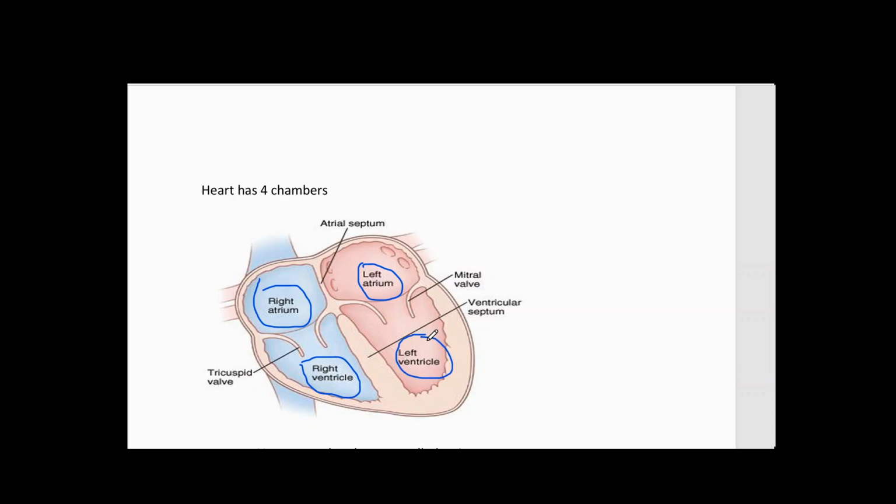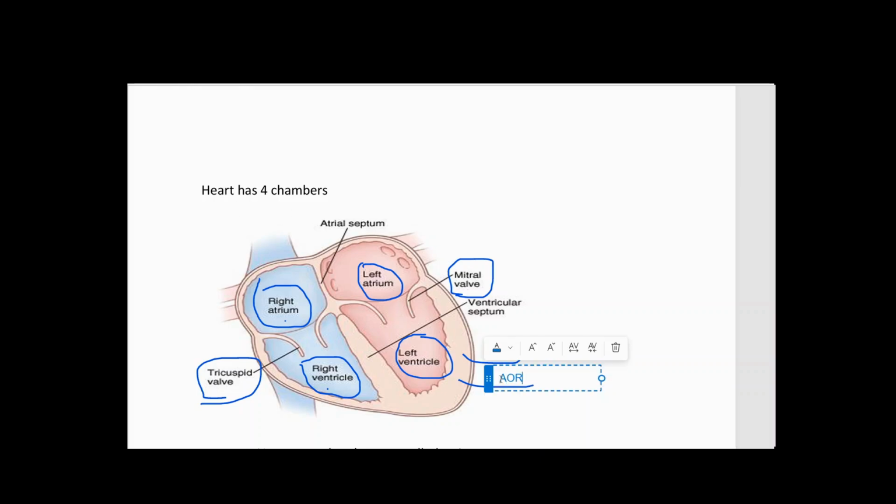And the heart has four valves. These valves are: between the right atrium and right ventricle, there is the tricuspid valve. Between the left atrium and left ventricle, the mitral valve, which is also called the bicuspid valve. Then between the left ventricle and aorta, there is the aortic valve.